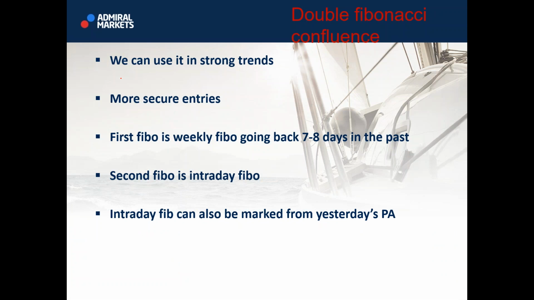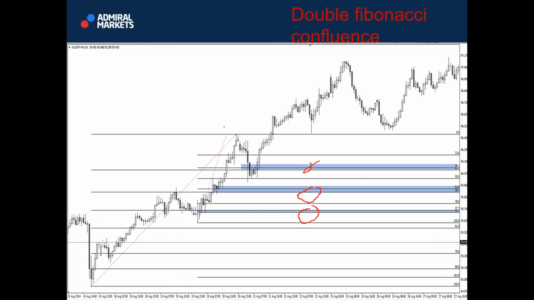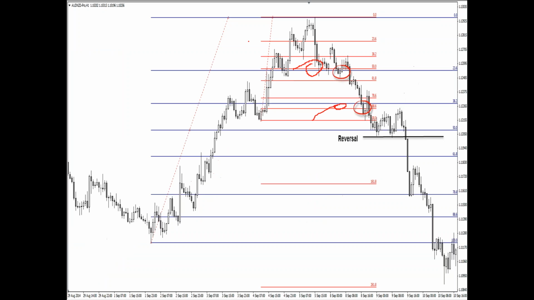So double Fibonacci confluence, I explained it. First Fibo, weekly Fibo, second Fibo, intraday Fibo. And you can see it here. This is intraday Fib with weekly Fib, confluence points. The ratios are stacked, and basically they're providing confluence points. Here also, weekly Fib, intraday Fib, and these are confluence points.